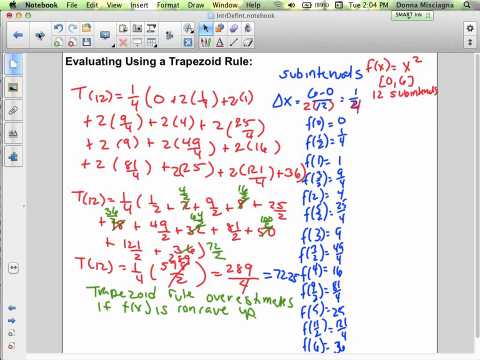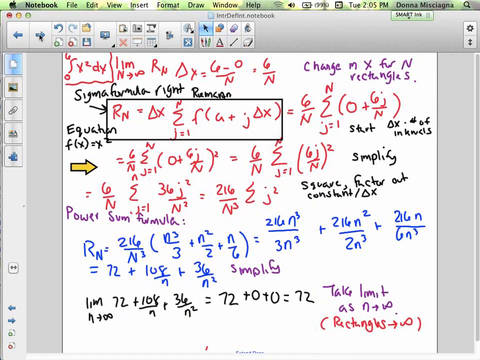If we use the midpoint rule, of course, that would have underestimated, right? Because midpoint underestimates on a graph that's concave up. But if you want the exact answer, then take the limit of the Riemann sums as n goes to infinity. And that's how we're going to find the exact answer.